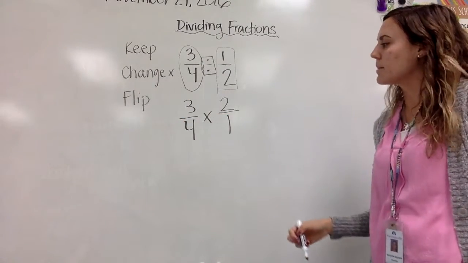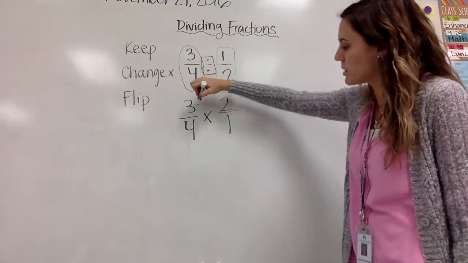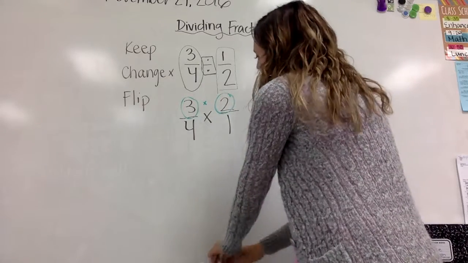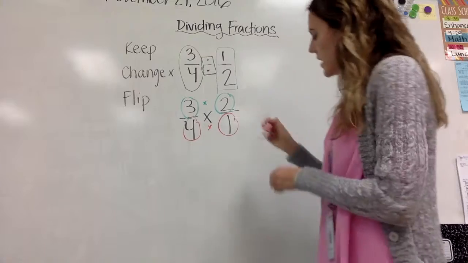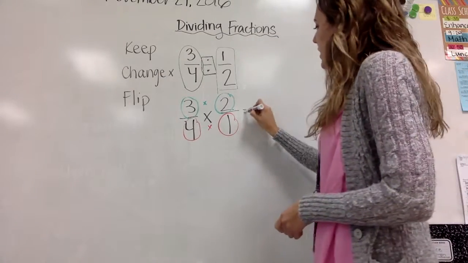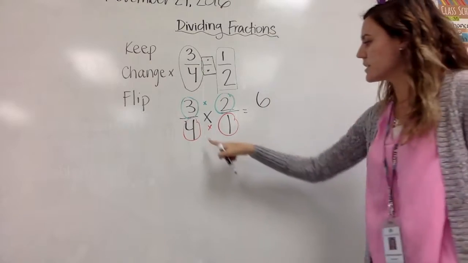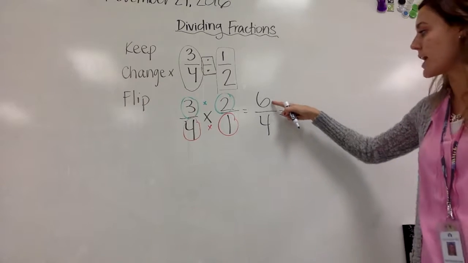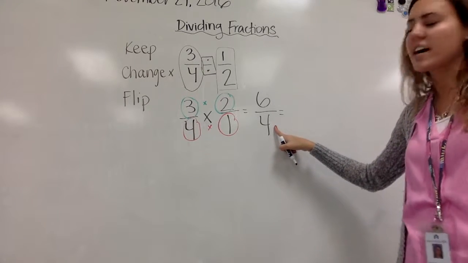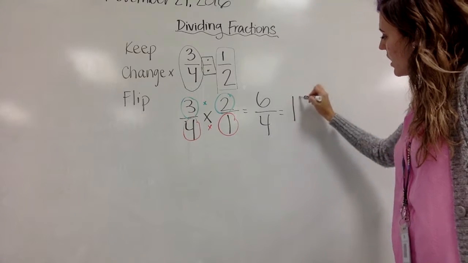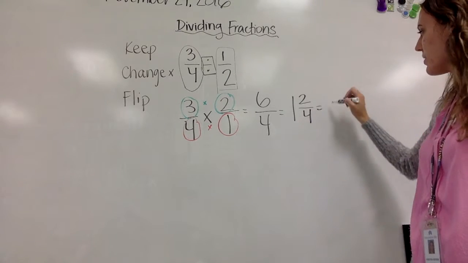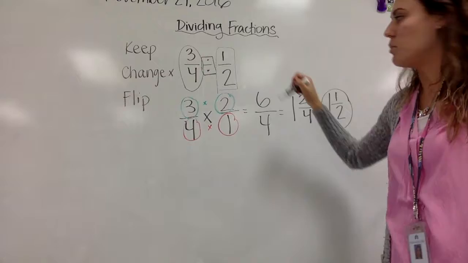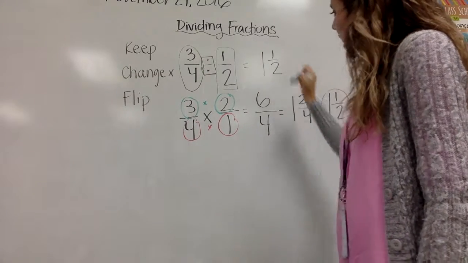So we have our problem set up now, and now we're just going to multiply our fractions. We're going to multiply our numerator times our numerator and our denominator times our denominator. So we are going to multiply 3 times 2, which is 6, and 4 times 1, which is 4. So we get improper fraction, 6/4. So we're going to turn that into a mixed number. So I'm going to get 1 2/4, which I can simplify to 1 1/2. So I know 3/4 divided by 1/2 equals 1 1/2.